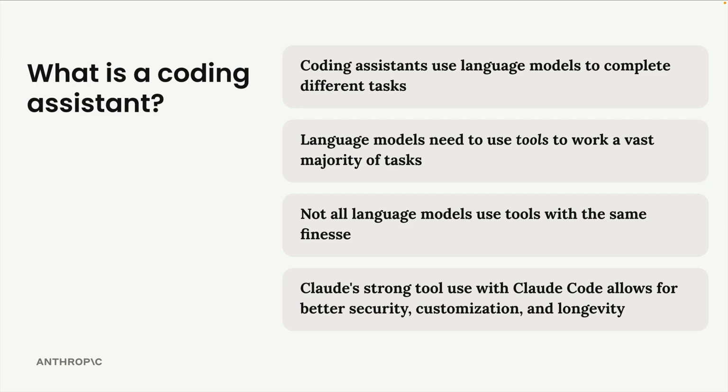Let's do a quick review on what we learned inside this video around what a coding assistant really is. So remember, coding assistants use language models internally to complete different tasks. These language models need to know how to use tools to work on the vast majority of tasks that they are given. Tools are used to read files, write files, run commands, and essentially everything else that doesn't just involve generating some text. Not all language models make use of tools at the same level, and this has a big impact on the overall efficiency of a coding assistant.